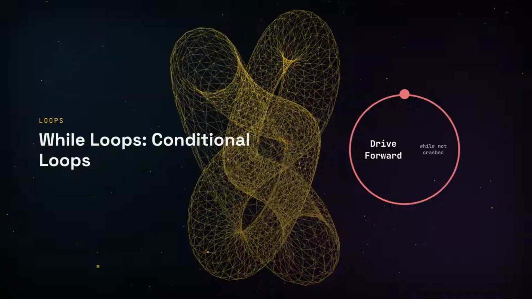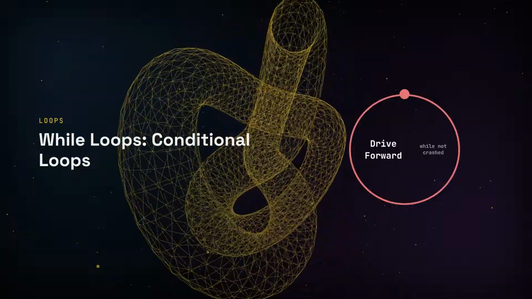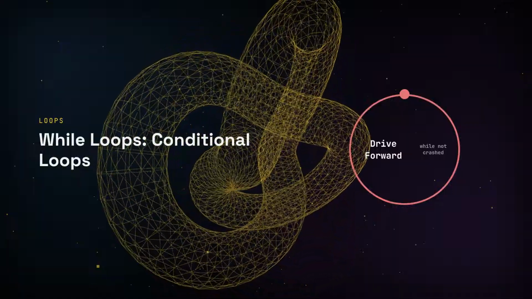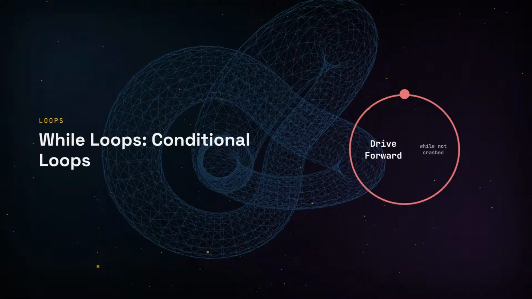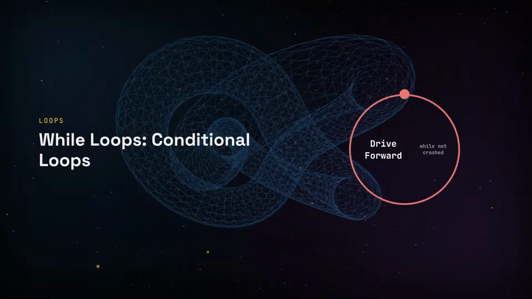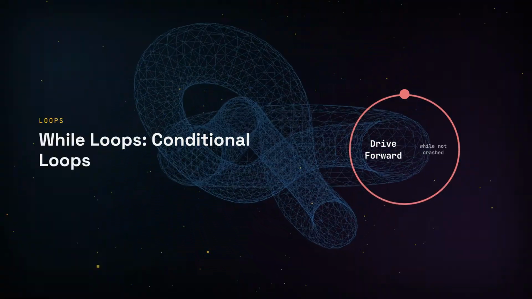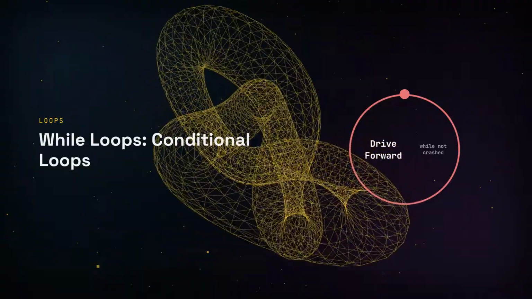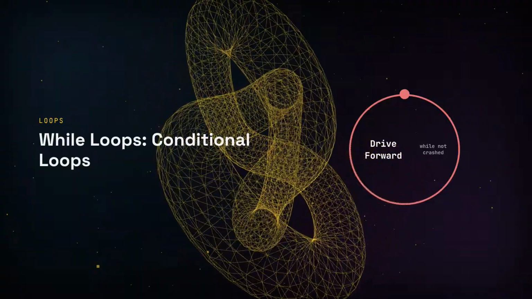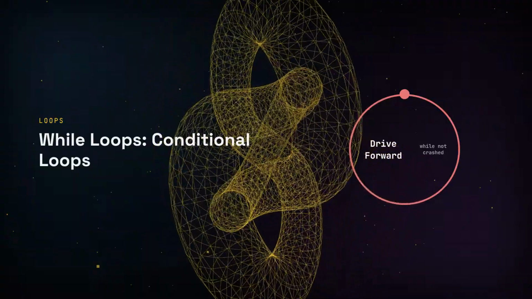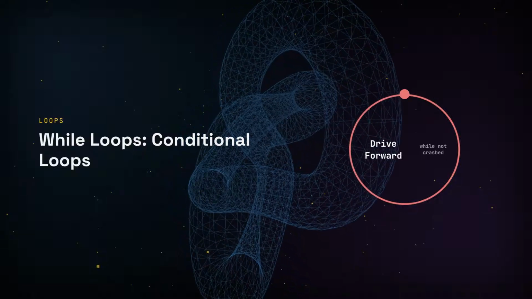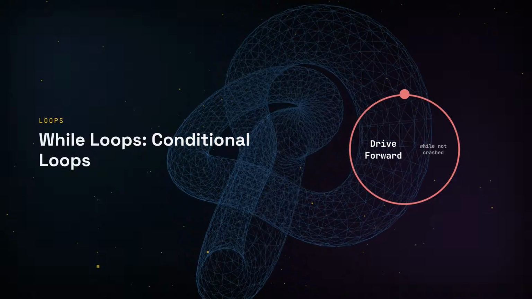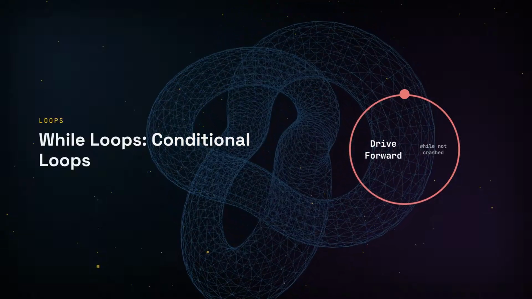Imagine driving a bumper car inside an arena. You keep driving forward while your front bumper has not crashed into a wall. The moment your bumper hits a wall, the condition becomes false and you immediately stop driving. While loops are extremely useful when you do not know in advance exactly how many times you will need to repeat an action, but you must be careful to avoid infinite loops that crash your computer.